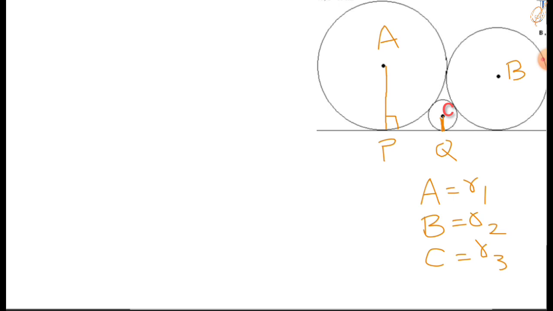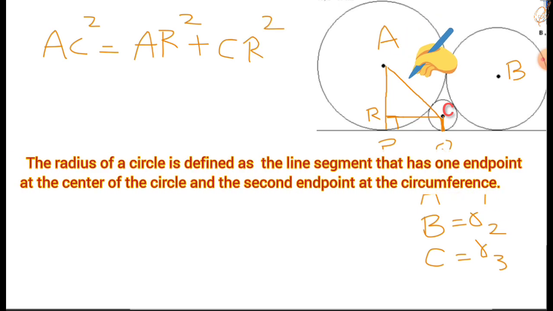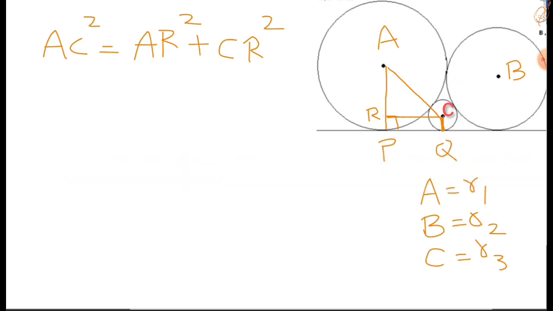So draw a line from A to C. Again draw a horizontal line. It is a right angle triangle, so that we can use the Pythagorean theorem. This point we can name R. Hypotenuse square equal to, that is AC square equal to AR square plus CR square. From A to this point is the radius R1, and up to C the radius is R2. AC is R1 plus R2.